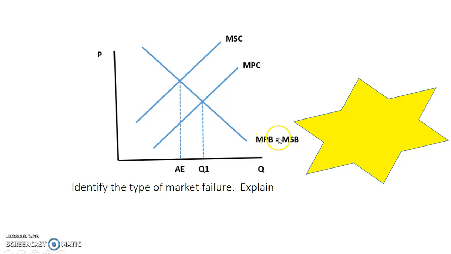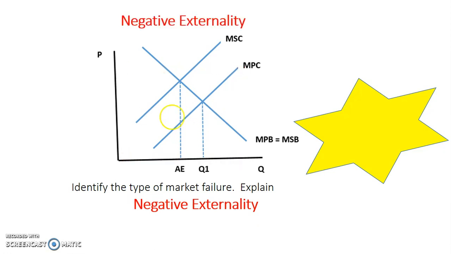We can see we've got an MPB that equals the MSB, and then we have an MPC here and an MSC up here. Because the MSC is not equal to the MPC, we know that this is a negative externality. So let's put that negative externality title up there. Okay, so we've identified the type of market failure.